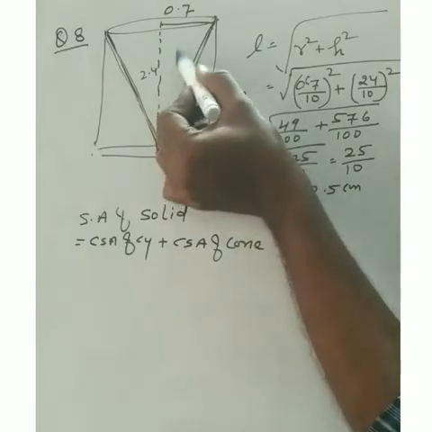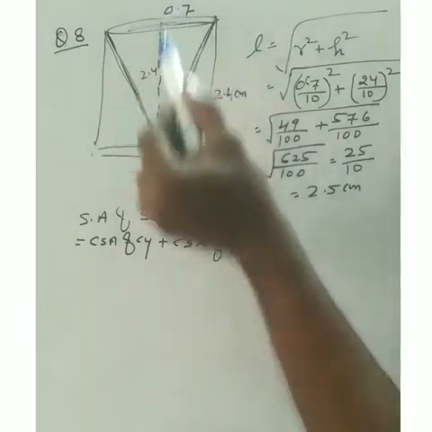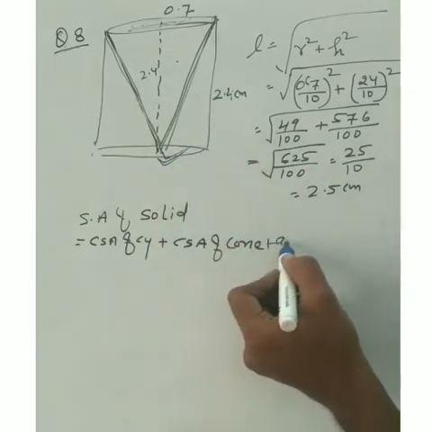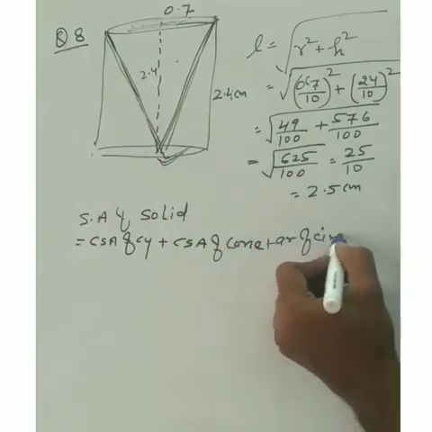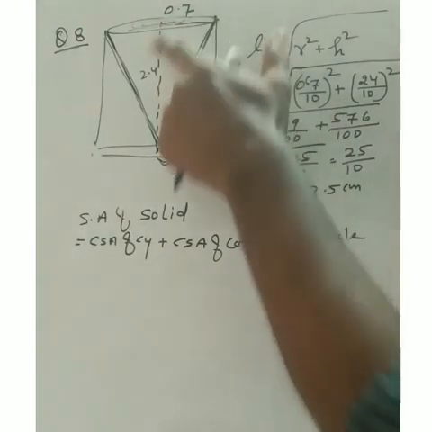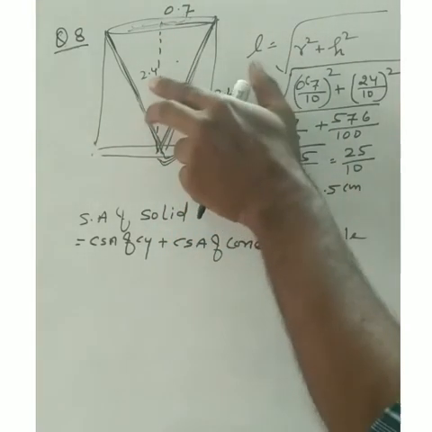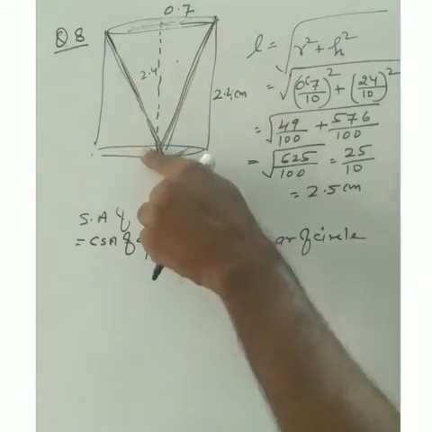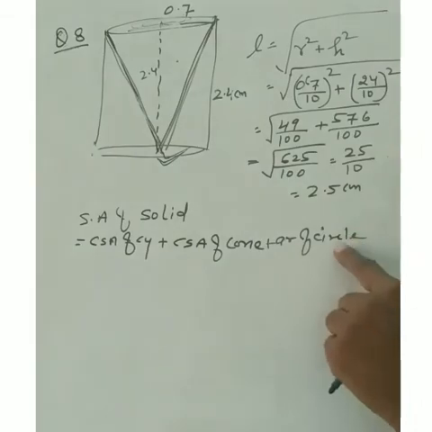And since it is hollowed out, this portion is removed. This portion is still there. So area of circle. It was a solid cylinder. Both these portions are there. Out of those, when this cone is hollowed out, this portion is removed. This is still remaining there. So we have added this also.